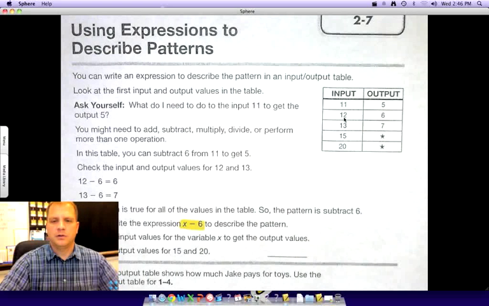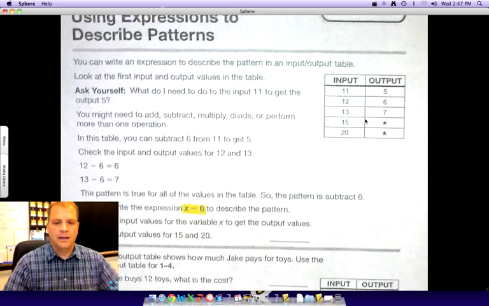So if we take 12 and we subtract 6, we should get 6, and we indeed do. So 13 minus 6 is 7. So I can tell, based on what I know about the input and output, that our expression would have to be x minus 6. And x can be any number. We aren't limited to just 11, 12, 13, 15, and 20. We can put in any number to represent x. It can be 55, it can be 130. But whatever number we put into the input, we have to subtract 6 to get the output. So again, the pattern is subtract 6.